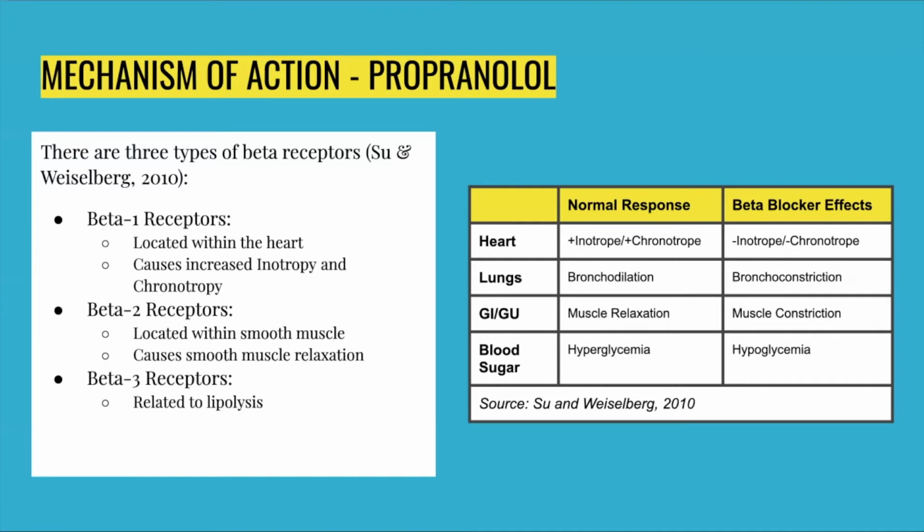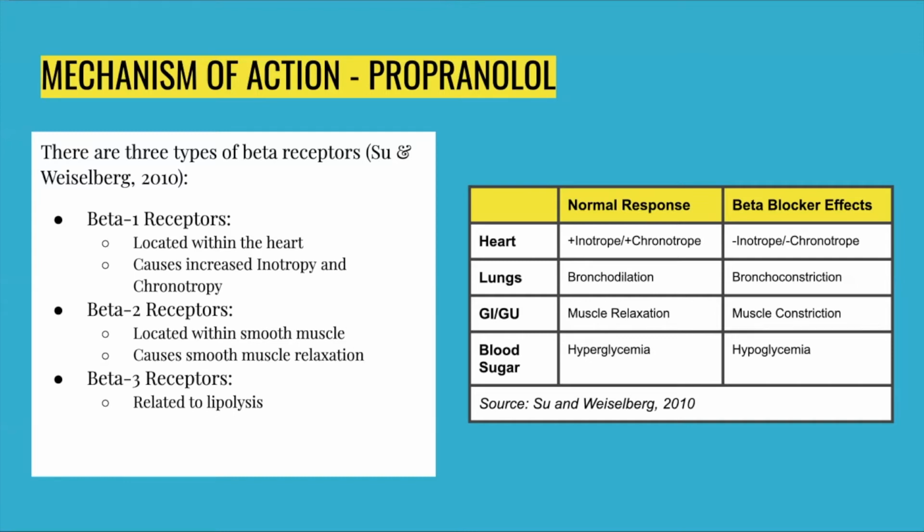Beta 2 receptors are located on smooth muscle, and stimulation of these receptors causes muscle relaxation. This relaxation causes vasodilation towards skeletal muscles, kidneys, heart, and liver, which ultimately increases perfusion to those same areas.